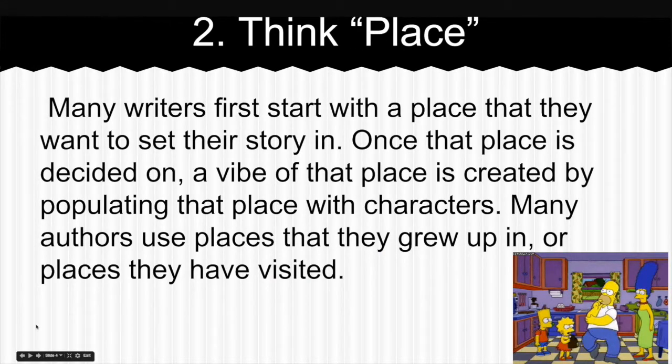Another way to do this is through thinking of place. Your usable past can be the places that you've seen or encountered. Many writers first start with a place that they want to set their story in. Charles Dickens was famous for focusing around an area of London that he set many of his stories in. William Faulkner invented his own town that was based on a town from the middle of America. This is a great way to form the narrative world that you're creating.